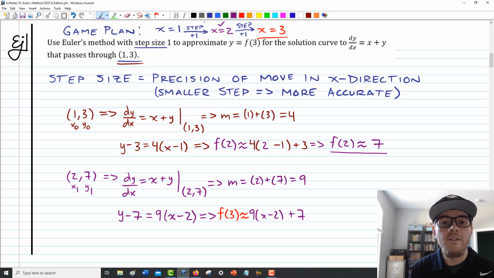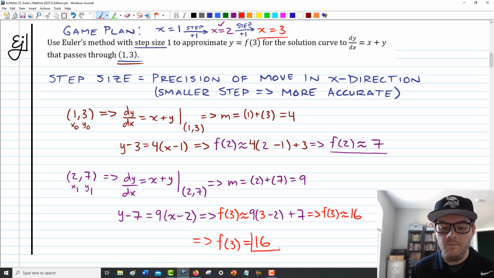So following the same process we did before. But remember, we said that we want to replace the x value with 3 so we can get an approximation. When we do, we get 9 times 1 plus 7 means that f of 3 is approximately 16. And because our question was only asking us for f of 3, that means that we're done. We found that our approximation for f of 3 is equal to 16.